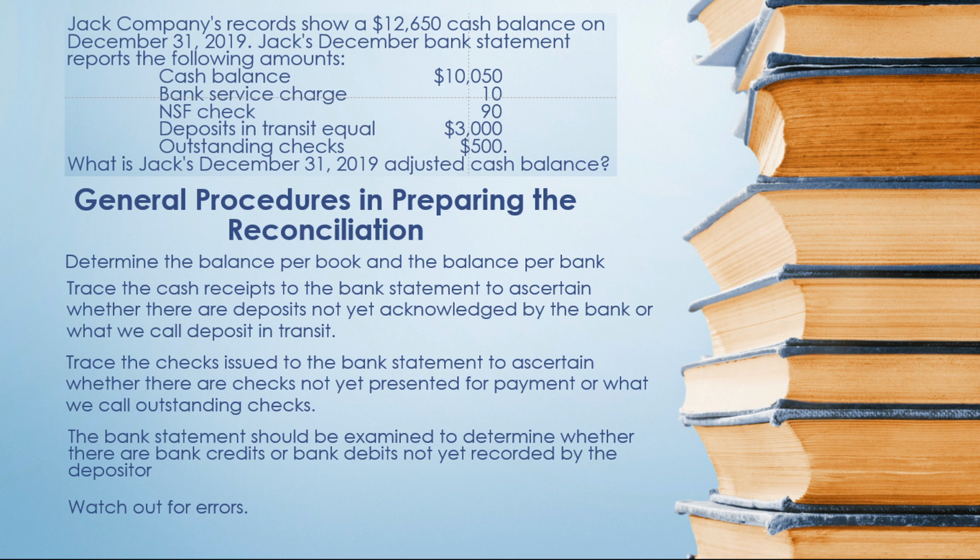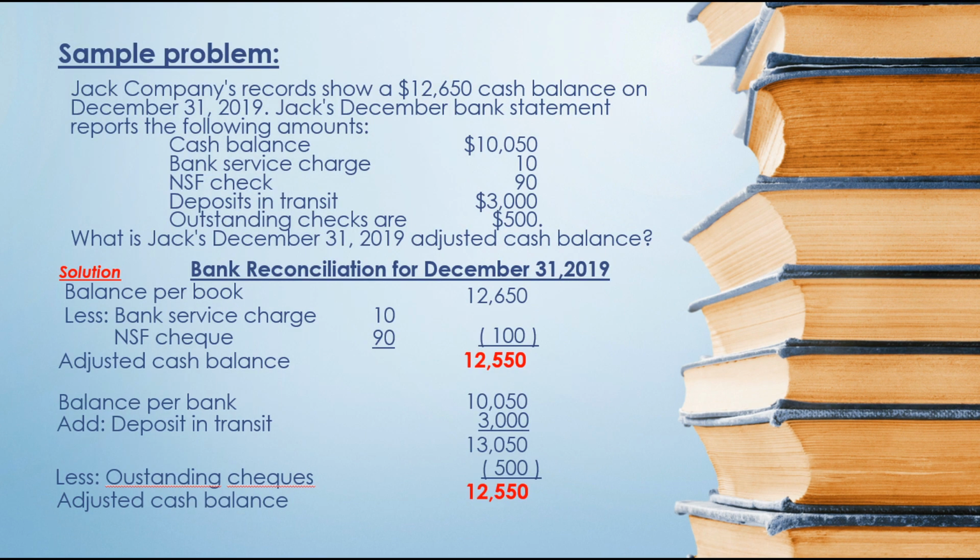Last step is to watch out for errors. Again, errors are reconciling items of the party that committed them. In the illustrative problem, there were no errors committed. At this point, a formal reconciliation may be prepared because all the reconciling items have already been determined.